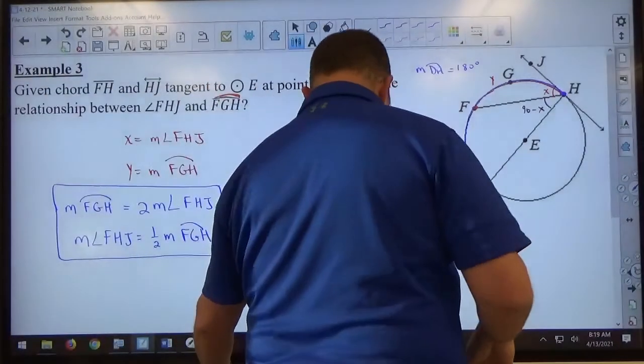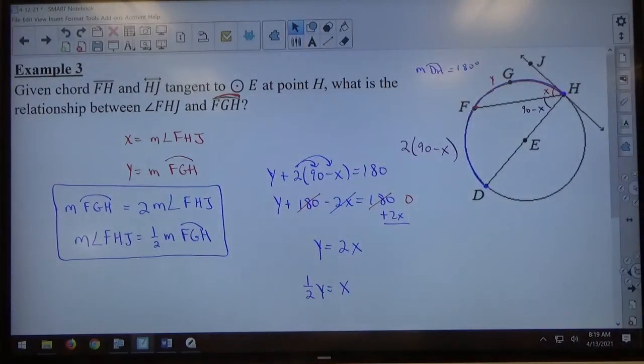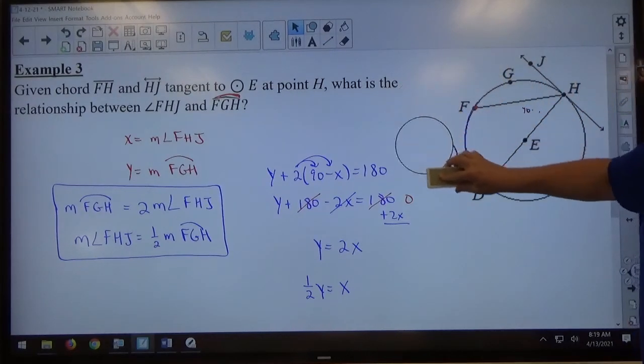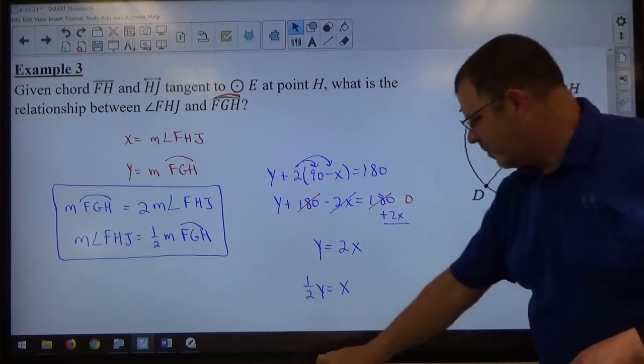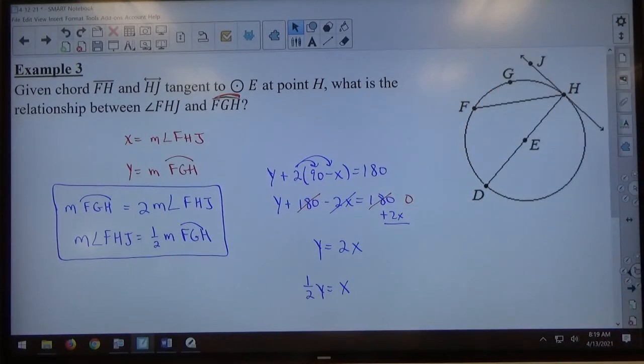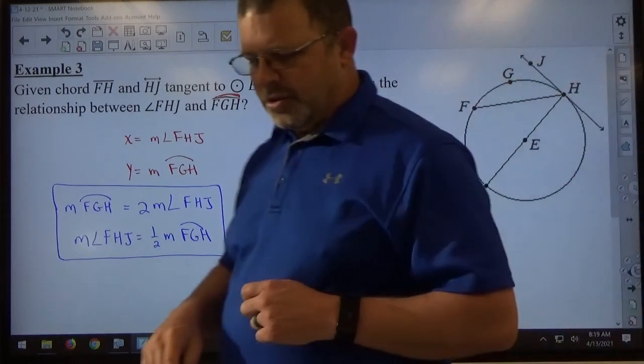Going back to this picture, I want you to be able to generalize this. I'm going to erase all my markings on my picture so we can really look at it. Focus on these problems and recognize the relationships here. FHJ is formed by the chord and the tangent. Pretend the diameter's not there. If I see a chord and a tangent, it creates both an angle and an arc. The angle is half the arc, or the arc is twice the angle. That's the relationship, and that's how we want to deal with it.